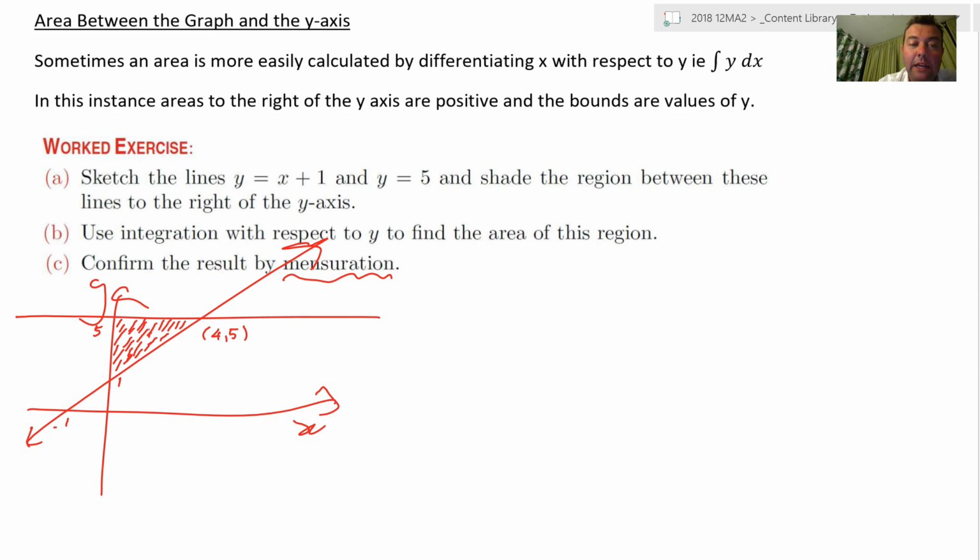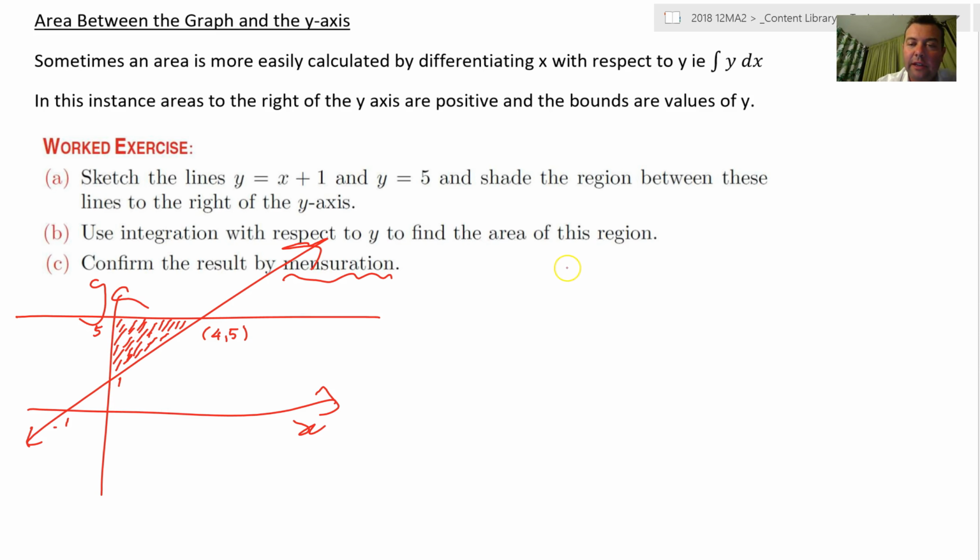But we're going to integrate with respect to y. Not because it's going to be the easiest way, because I've already showed you the easiest way is to work that out as a triangle. But let's integrate this with respect to y. So what did I say? I need to sketch it. Done. I need the new bounds. So we are going to go from 1 to 5 on the y-axis. They're my bounds. Not my bounds here, which would be from 0 to 4. From 1 to 5 on the y-axis.